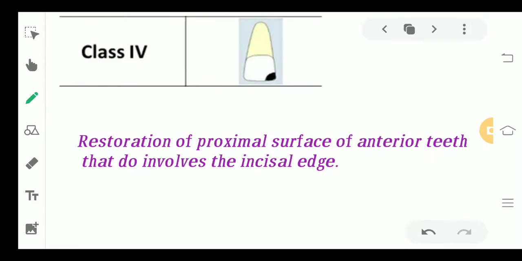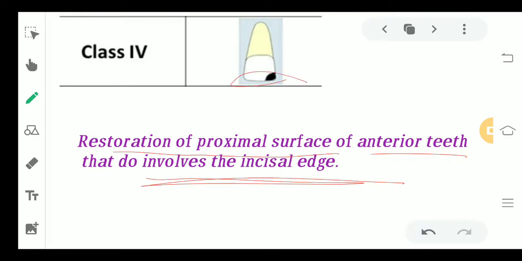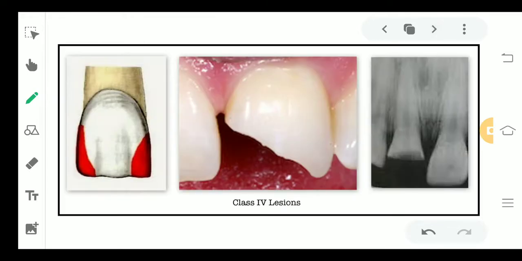Moving ahead with class 4. Now class 4 is very much related to class 3 only. Here also the restoration is done on the proximal surface of the anterior teeth, but here we are going to involve the incisal edge. So the incisal edge here is going to be involved. The incisal angle was not involved in the previous case, but here the incisal edge and angle are going to be involved. So you can see this is how class 4 lesions are.